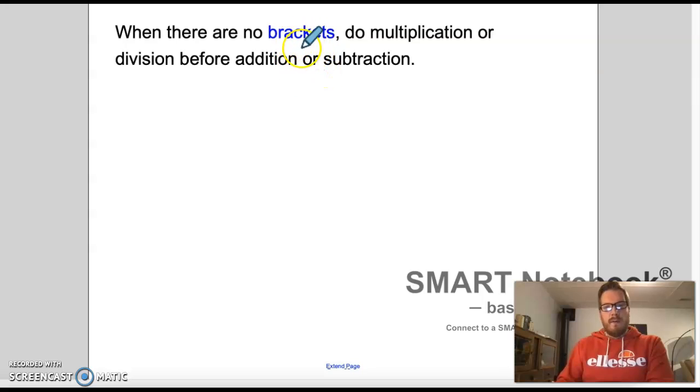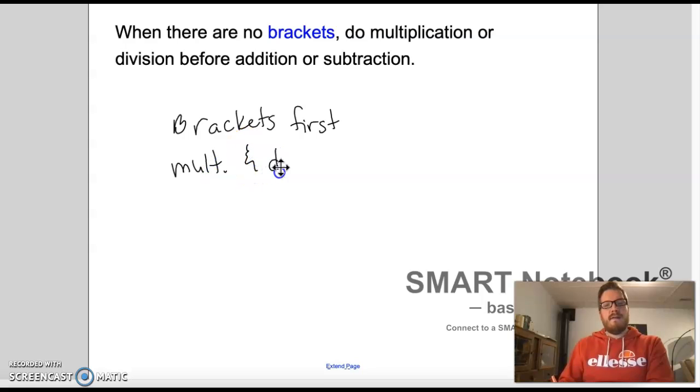Now, here's a little rule. Another one. There's a few rules that we're going through. When there are no brackets, do multiplication or division before addition and subtraction. So it seems like we're coming across these rules, right? Brackets first, then multiplication and division from left to right, and then addition and subtraction, also from left to right.